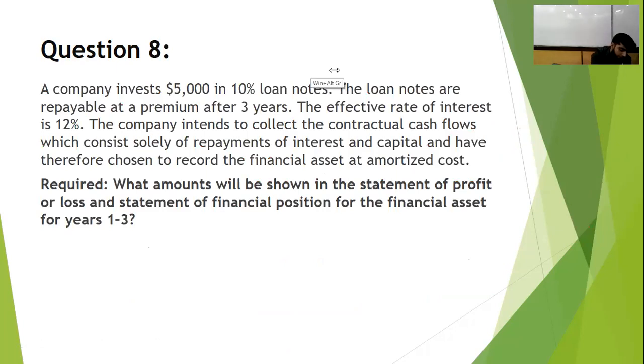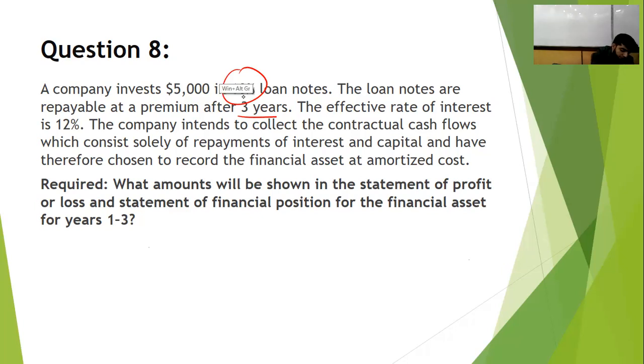Okay, now we have another question, question number 8. The company invested $5,000 in 10% loan notes. The loan notes are repayable at a premium after 3 years. That is the tenure or the duration is 3 years. Effective rates. Okay, first of all, let me tell you, what is that 10%?